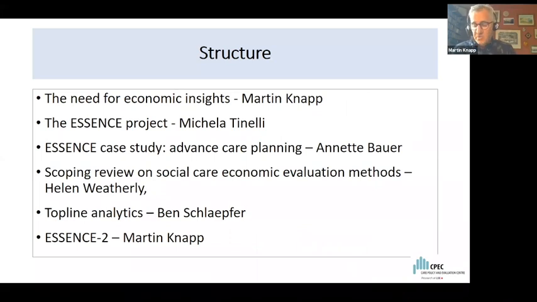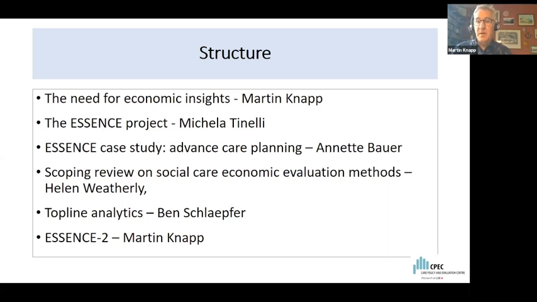Okay, so this is the structure. So I'm going to say something to begin with about the need for economic insights, not taking too much time. By the way, I'm director of SSCR, but I'm here in my role as a researcher at LSE. And this is a project, or a couple of projects, which you'll hear about in a moment, that I've been heavily involved in. So I'll go through with some introductory comments about economic evaluation, then hand over to Michela, who's going to talk about the Essence project, which was in phase 2 of SSCR.